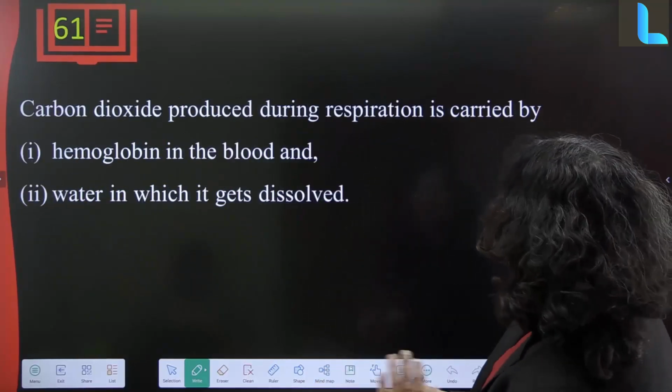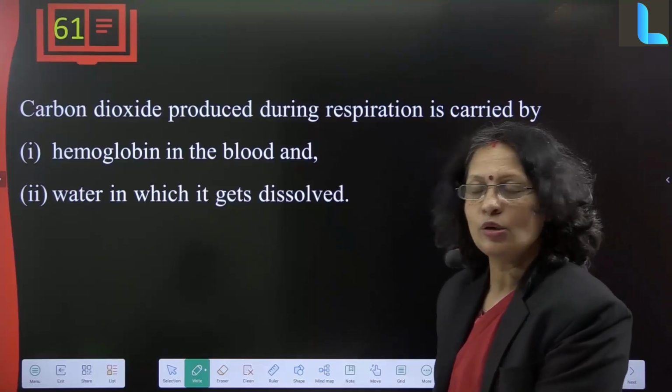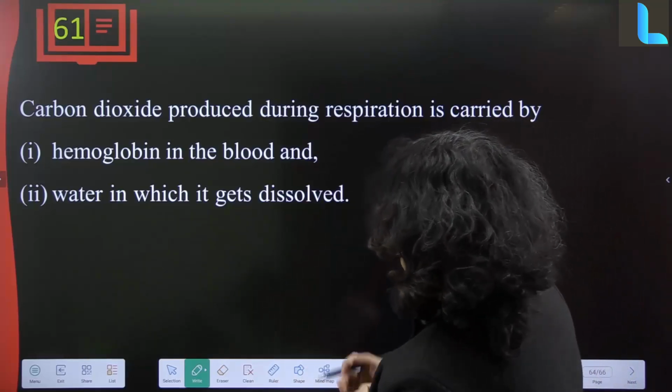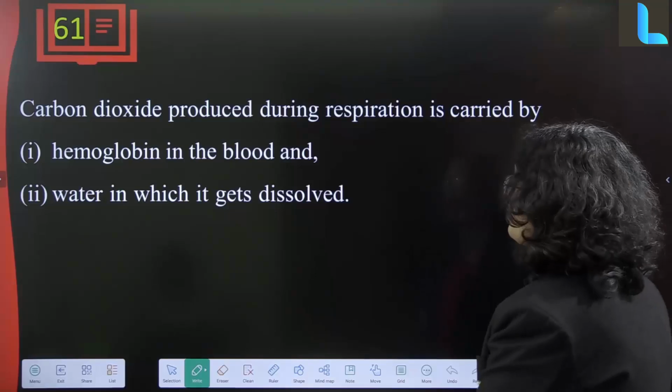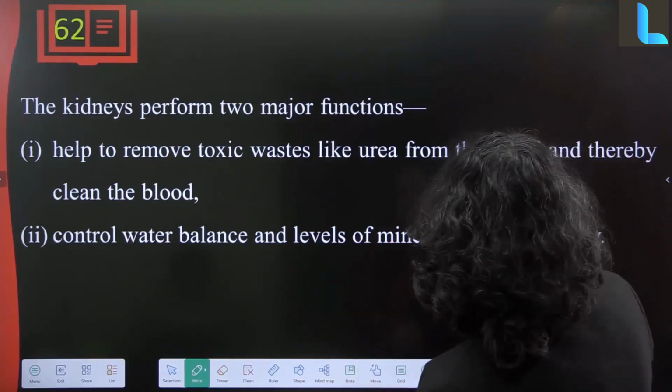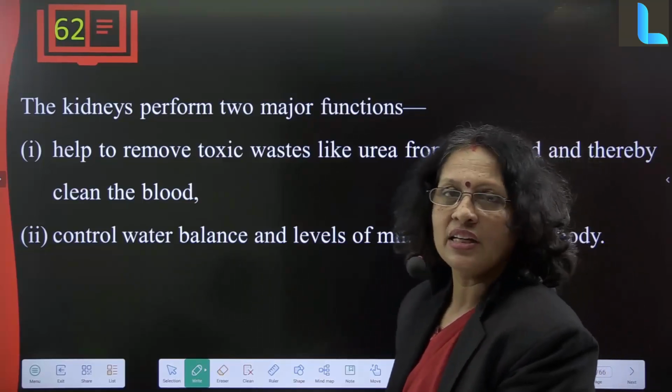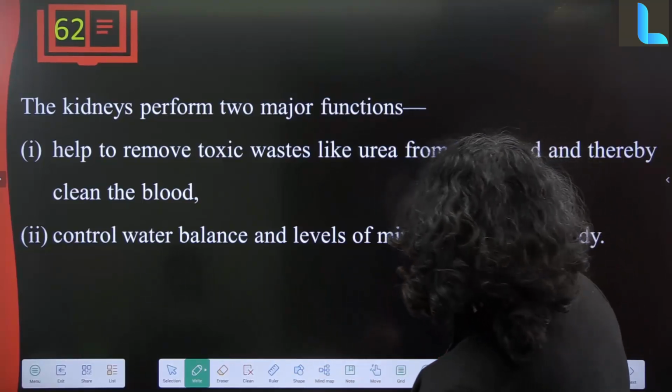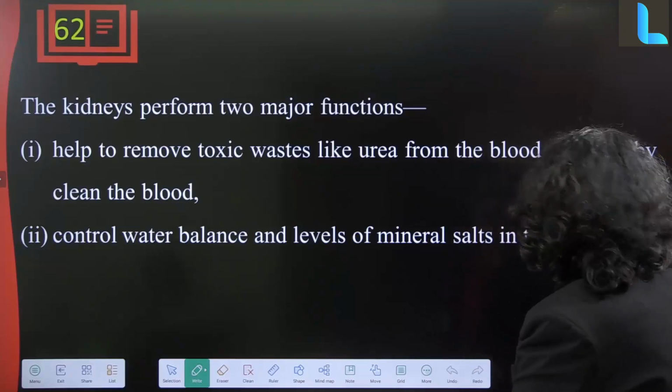Carbon dioxide produced during respiration can be carried by hemoglobin in the blood and by water in which it gets dissolved. The kidney performs two major functions: it helps to remove toxic waste like urea from the blood and thereby cleans the blood, and it controls water balance and the level of mineral salts in the body.